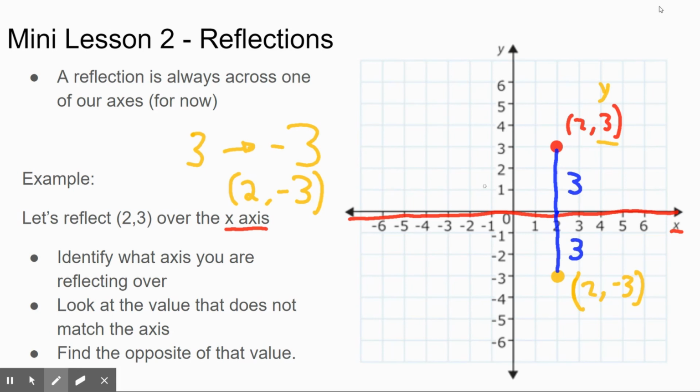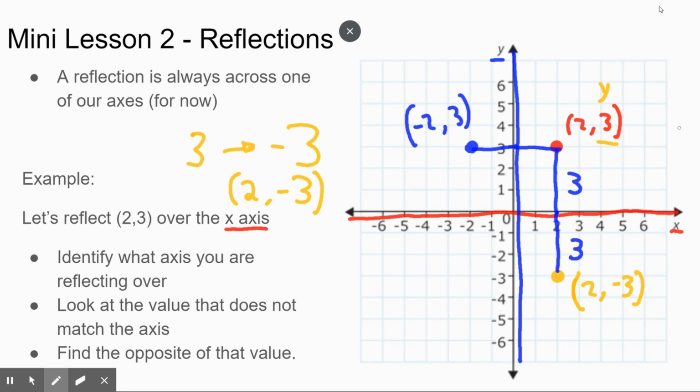If we're reflecting this across the y-axis, we would do the same thing, but we would use our x value instead. So we would have negative 2, 3, since we would care about our x values since we're using the y-axis. And our point would be here. So, take a minute to write that down. If you didn't write it down, then we'll look at a you-do problem.